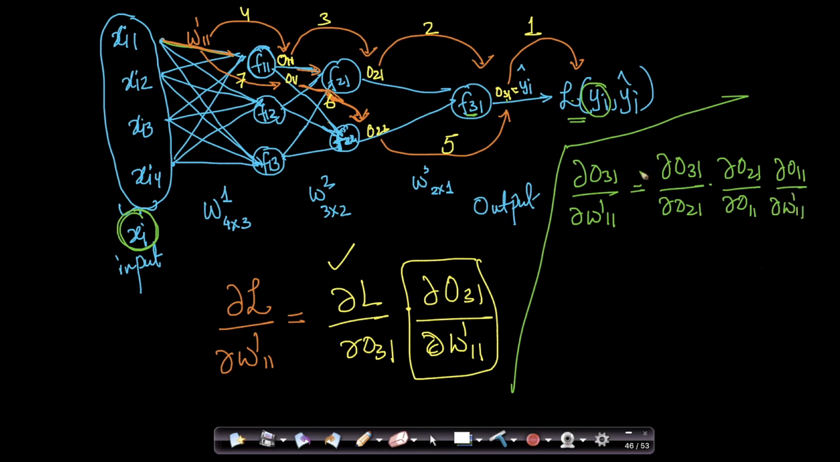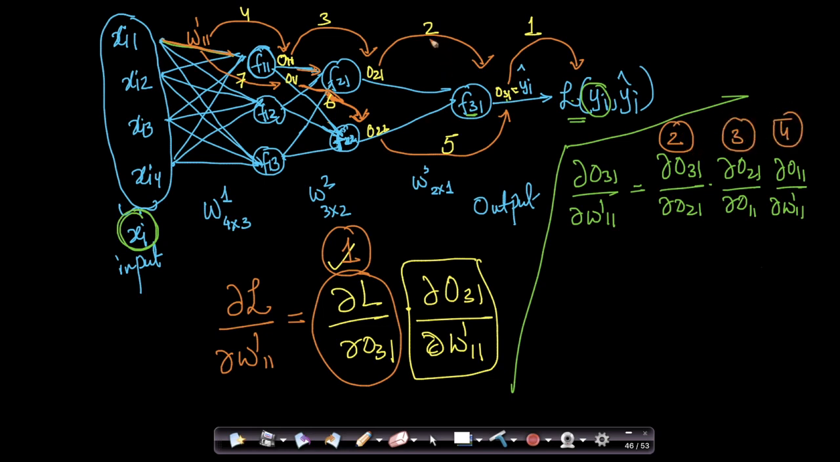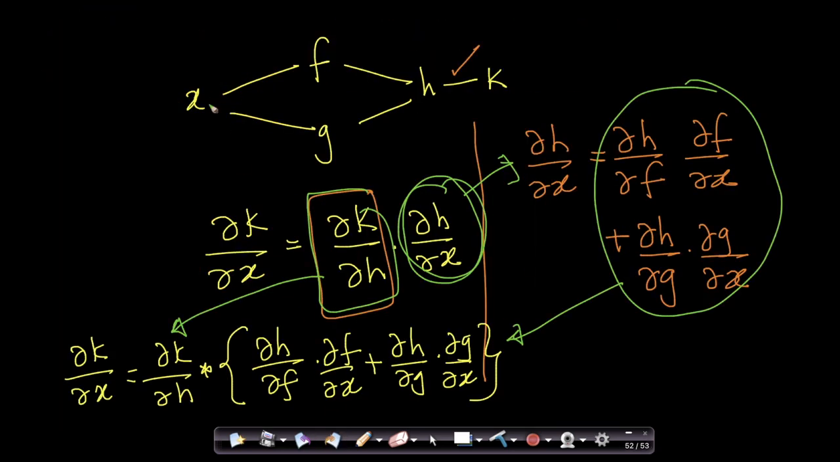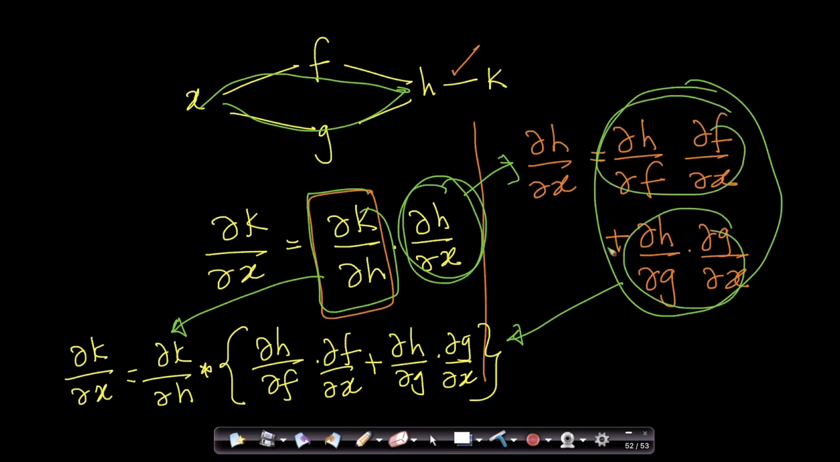So here, again, let me number them, right? This is step 1. Okay, this is step 2. This is step 3. This is step 4. Step 2 is here. Step 3 is here. Step 4 is here. Step 1 is here. Right? But derivative of this is not it. Because there are 2 paths to arrive at O31 from W11. Right? Just like in this case, there are 2 paths to arrive at H. That's why we have taken both these summations and added them up.